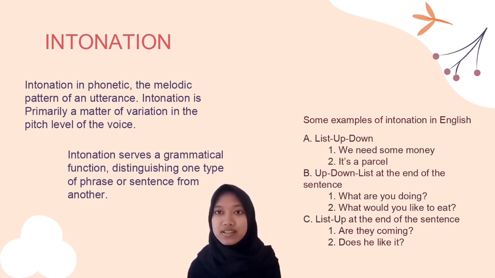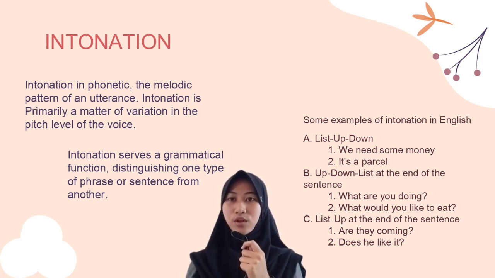First, left up down. The examples: we need some money. It's a parcel. The second example of intonation is up down left at the end of the sentence. The examples: what are you doing? What would you like to eat?